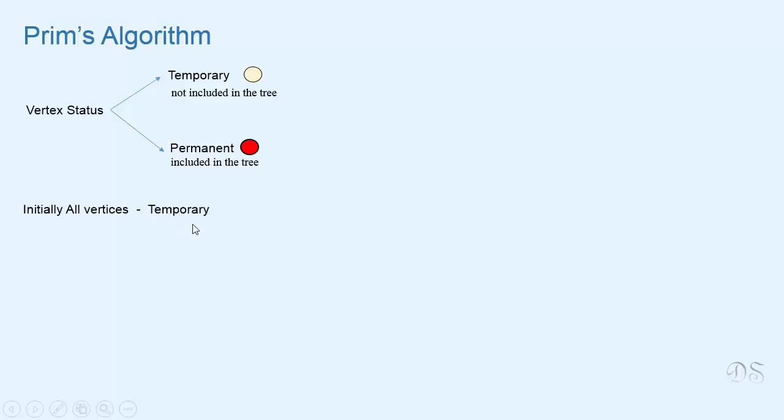Initially, all vertices will be temporary, and at each step of the algorithm, we'll make a temporary vertex permanent. And the process stops when all the vertices become permanent. That is, when all the vertices are included in the spanning tree.